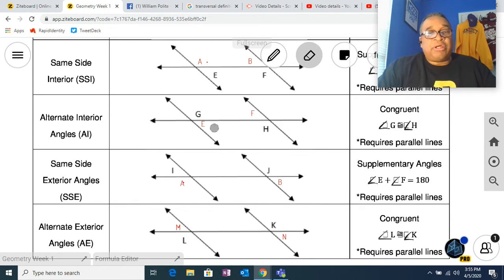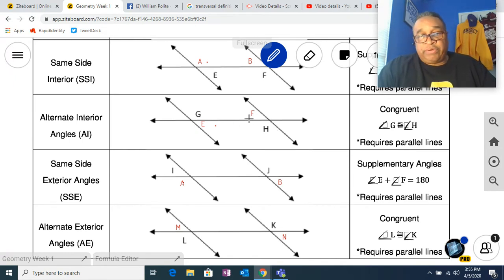I'm sorry, I skipped alternate interior angles. Alternate interior, they're inside, but they're on different sides of the transversal. Remember, the transversal is this line that goes there. And so G and H are alternate interior angles, and E and F are alternate interior angles.